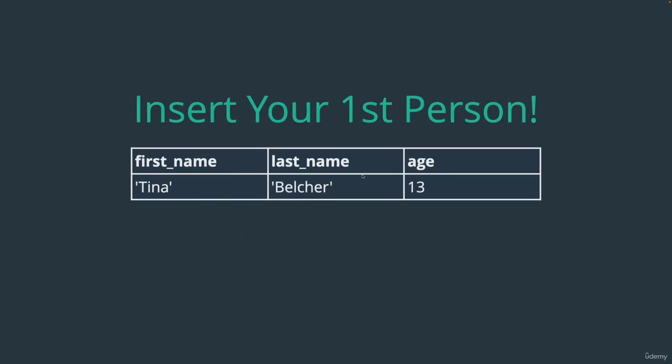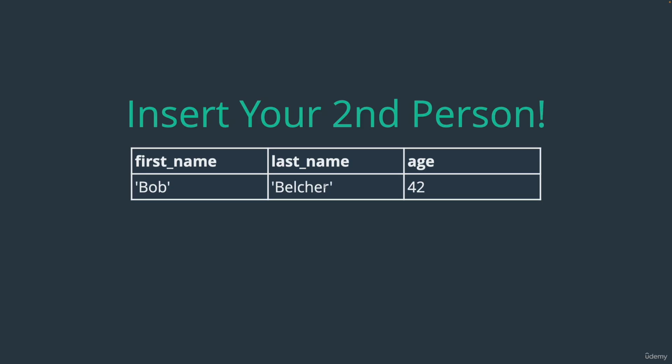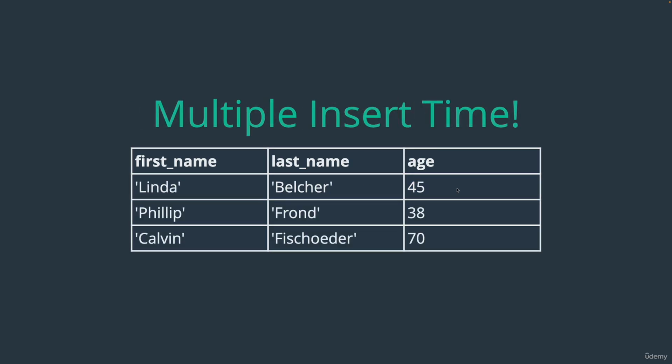Once you've done that, I'd like you to insert your first person. You don't have to follow these exact names if you don't want to type them out, but I'd like you to insert this person, Tina Belcher, who's 13. Bob Belcher is 42. And then do a multiple insert and get these 3 all in one go. And then you can just delete the whole table if you want.